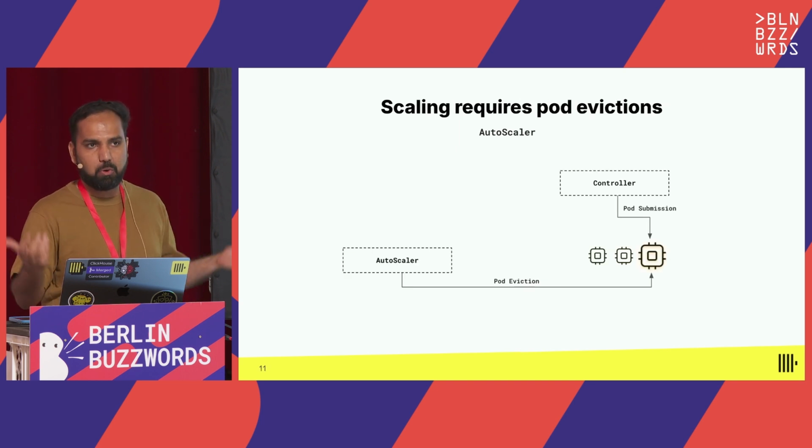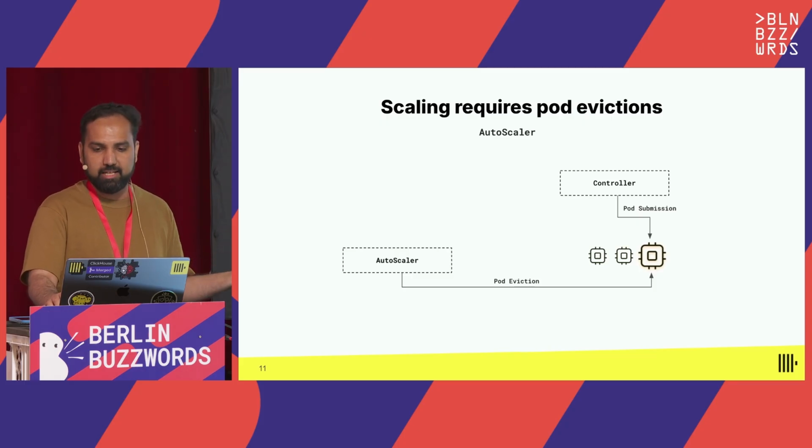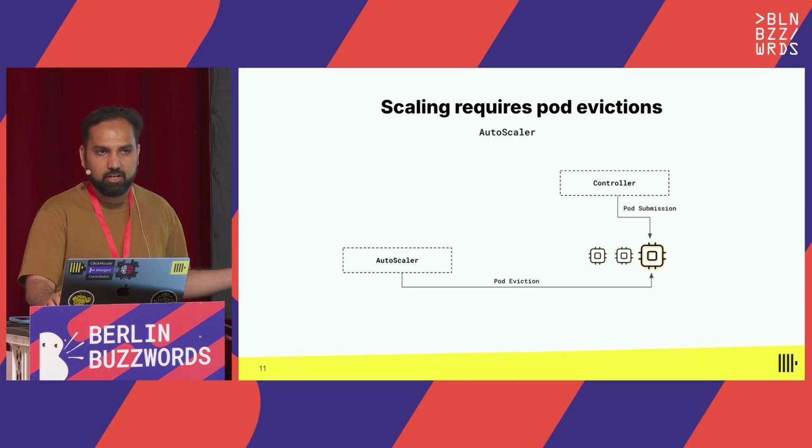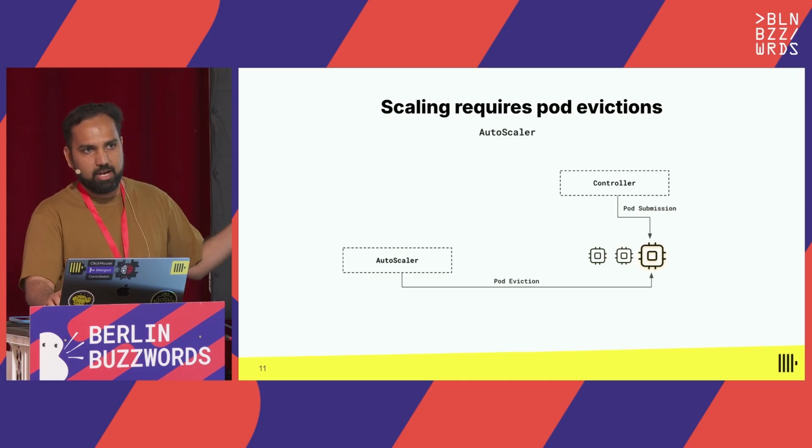So the scaling requires pod evictions. That's been the traditional way it's done in Kubernetes. And so what happens is the autoscaler will one by one evict these pods, and the controller, which in this case is the StatefulSet controller, controlled by our operator, is going to be resubmitting that pod. And when the pod gets resubmitted, it's going to come up in a bigger or a smaller size. In this figure, it's bigger.